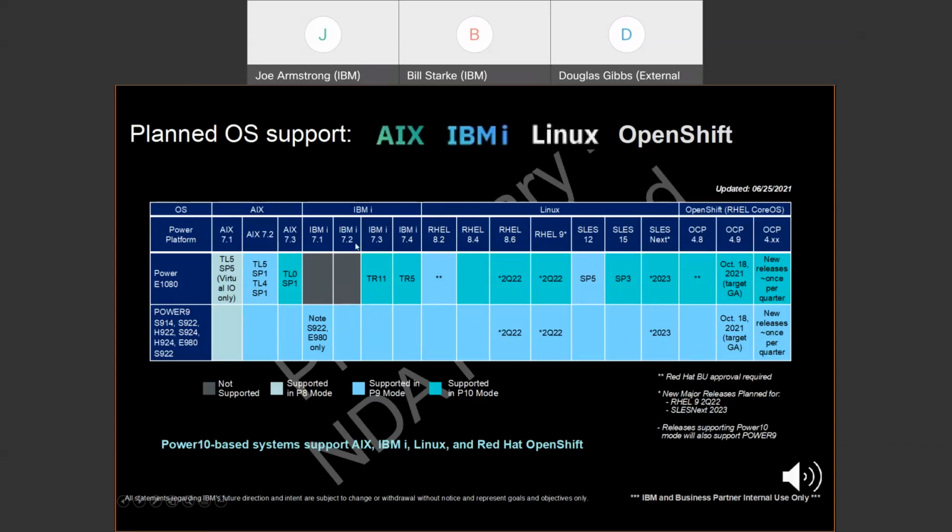IBM i, key thing, IBM i support is only in 7.3 and 7.4. You can't run IBM i 7.2, and certainly not 7.1, on the Power10 system, the E1080. So know that for the IBM i customers. And then, of course, I won't go through these in detail, but we support RHEL, SUSE Linux, and OpenShift, all supported on the E1080.